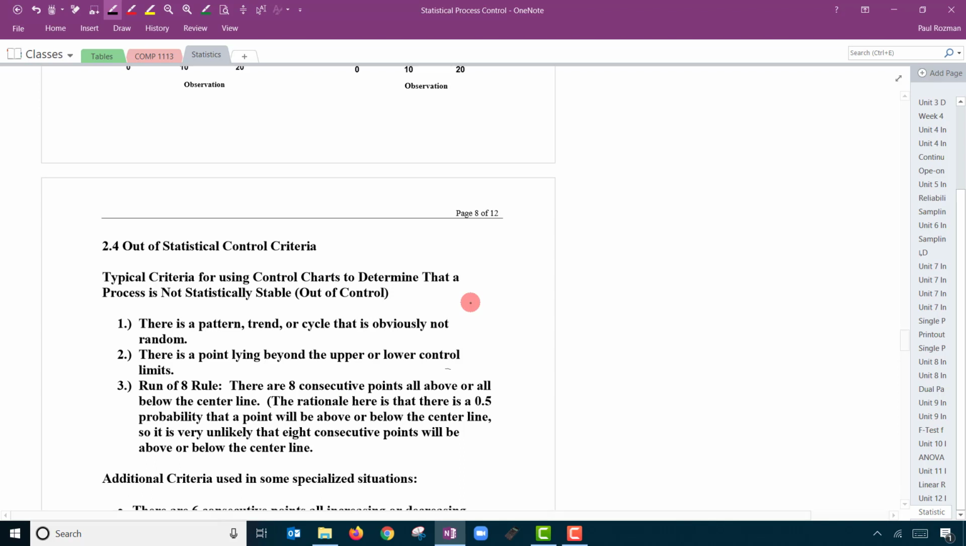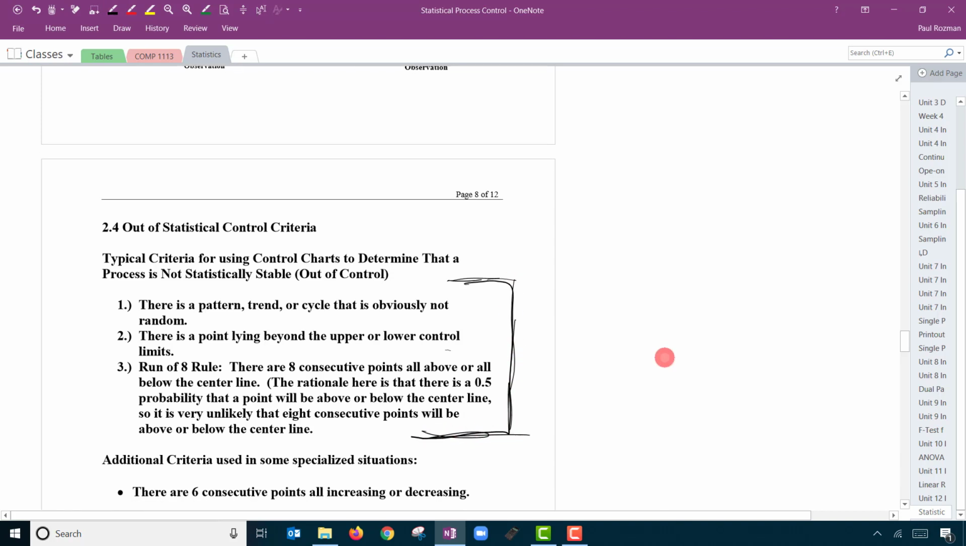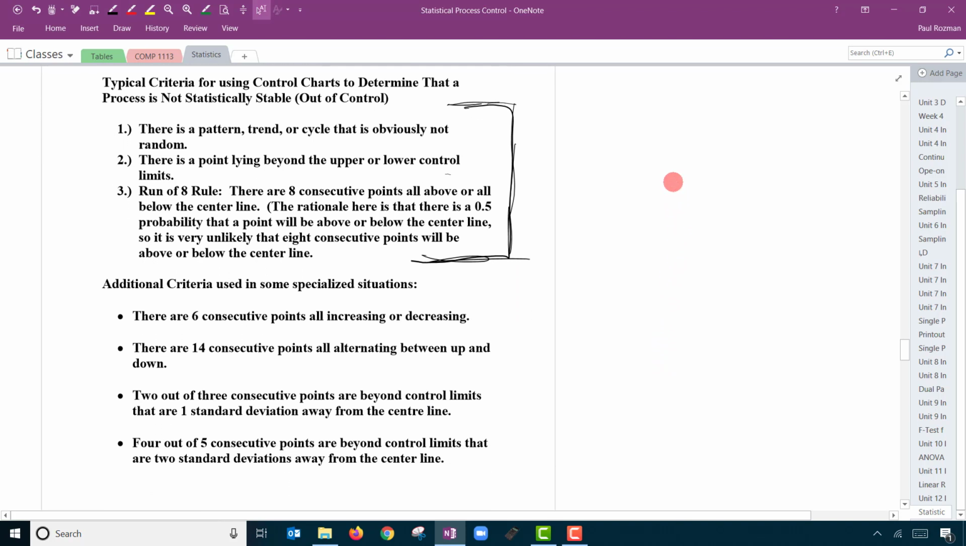So we're going to use these rules. But again, it depends on your specific situation. Sometimes the rules get modified. Sometimes they use other rules like 6 points going up or 6 points going down, or 14 points alternating up and down, because that would be a strange occurrence as well. That's again a sign that somebody's at the controls and adjusting it too much.